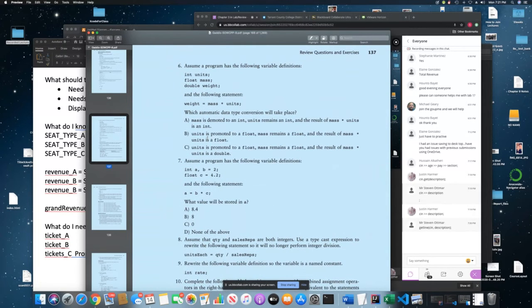Now, here's a good question. Assume that a program has the following variable definitions: int units, float mass, double weight. And the following statement: weight = mass * units. Which automatic data type conversion will take place? Each one of you type in either A, B, or C. It's only one answer. What's the correct one?